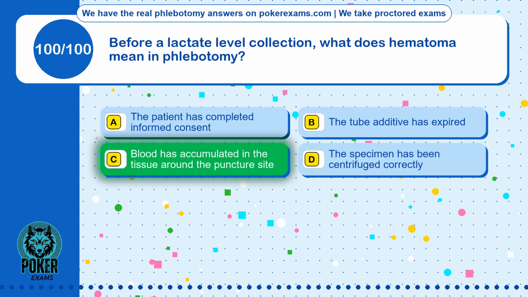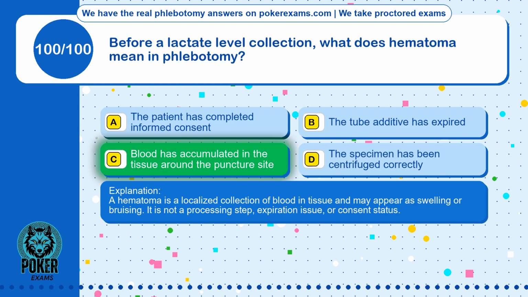The correct answer is option C. Blood has accumulated in the tissue around the puncture site. A hematoma is a localized collection of blood in tissue and may appear as swelling or bruising. It is not a processing step, expiration issue, or consent status.